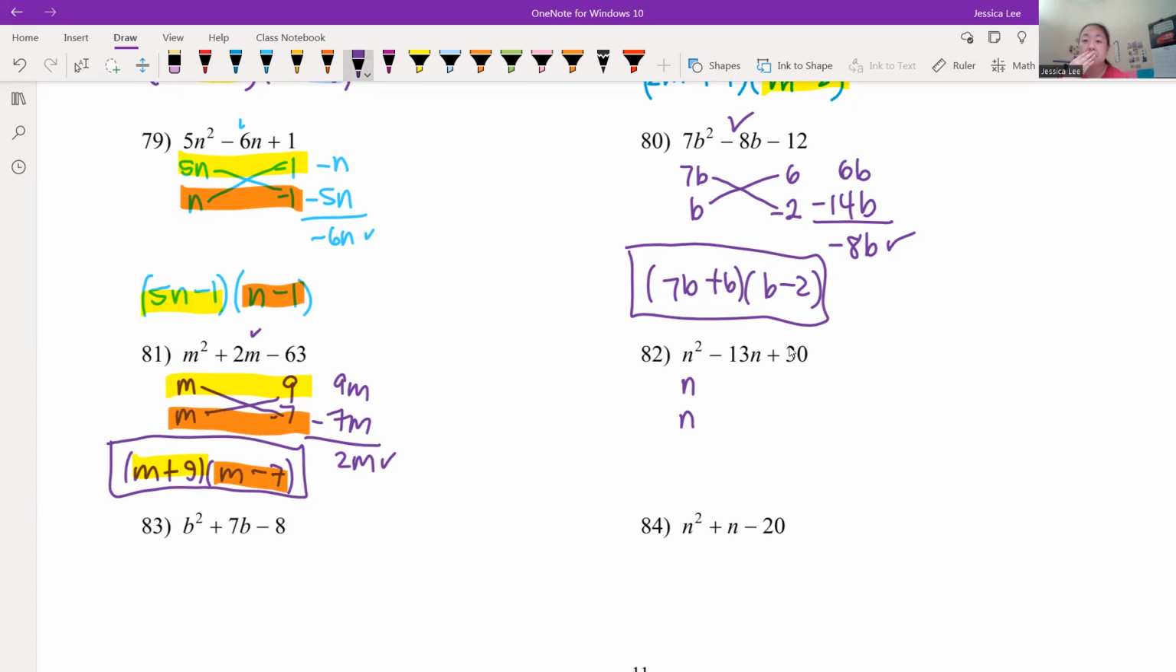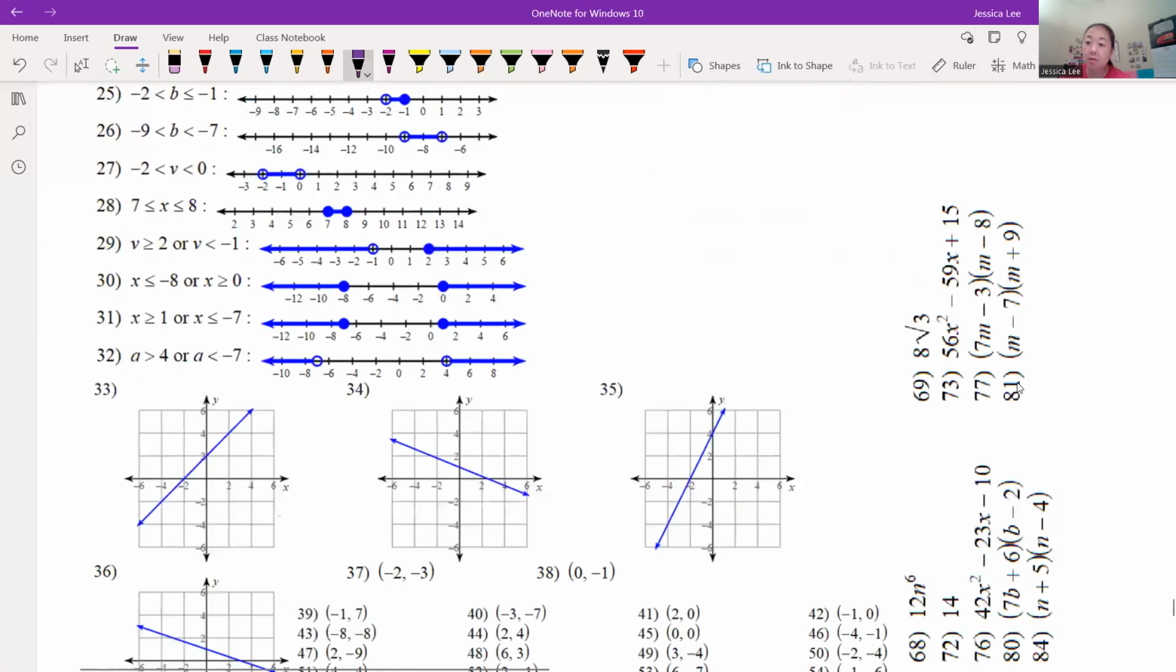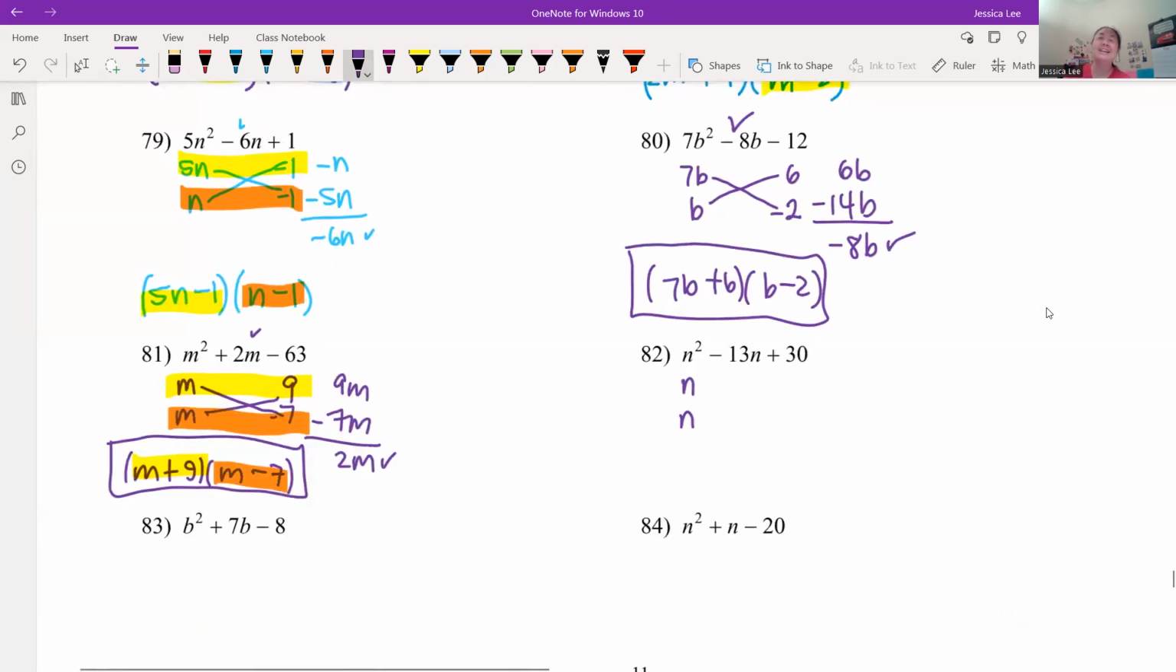Oh no. I think this is wrong. Because we can't use 15 and 2. I don't think there's anything else. Oh, so 82, let me just check. 82. Oh yeah, 10 and 3. Oh, 10 and 3. I totally forgot about 10 and 3. Oh, okay, there we go. 10 and 3. My bad. I thought I made a mistake.